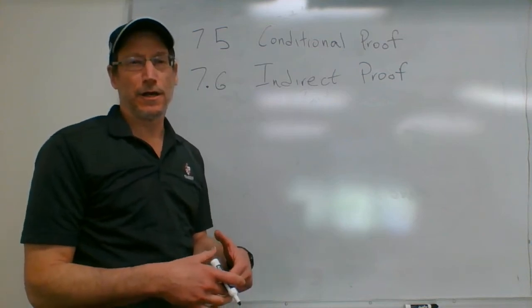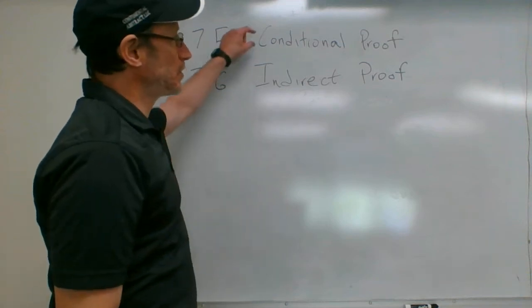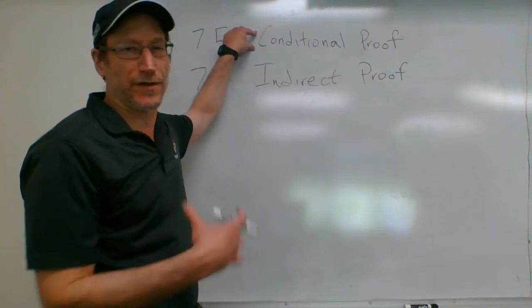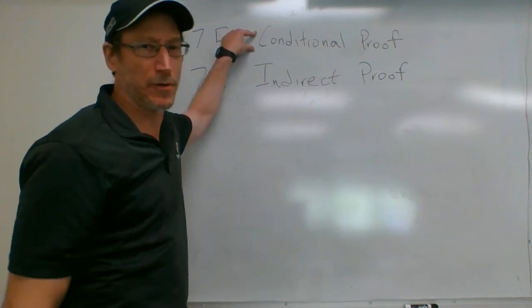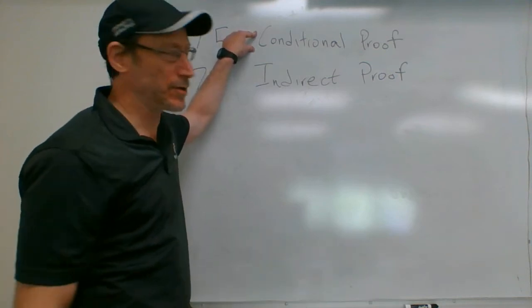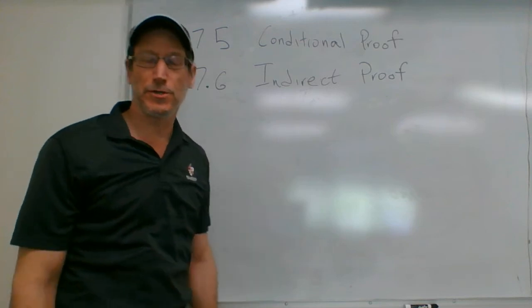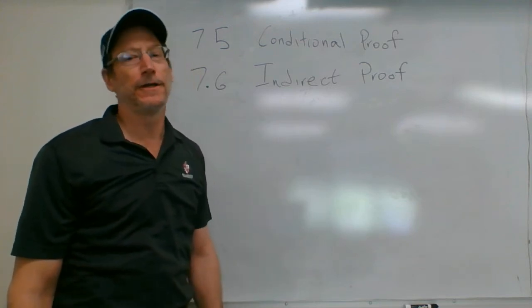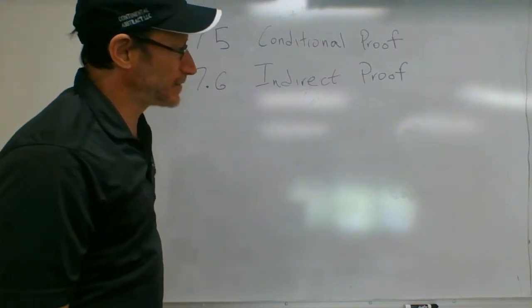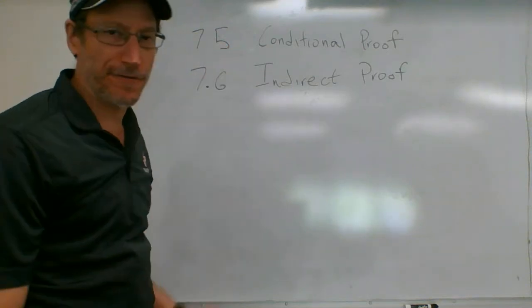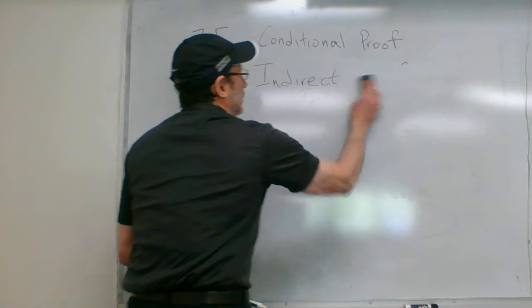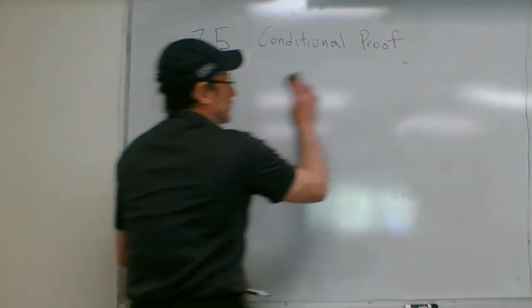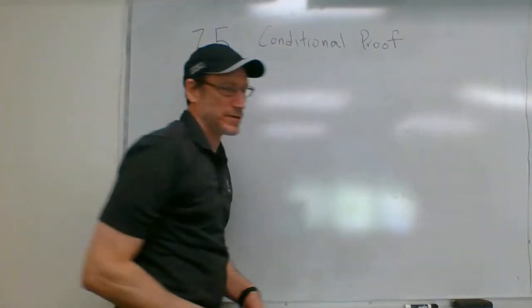Now, really, as we're going to see, you can use conditional proof inside an argument and then continue with other steps that get you to your conclusion. And the same thing is going to be true with indirect proof. Anyway, let's talk about 7.5 first. We're going to show you how conditional proof works.